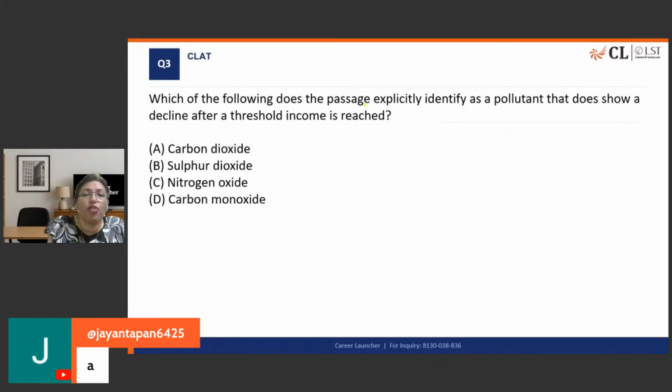All right. Which of the following does the passage explicitly identify as a pollutant that does show a decline after threshold income is reached? So which one of these was mentioned in the passage? Come on, guys.